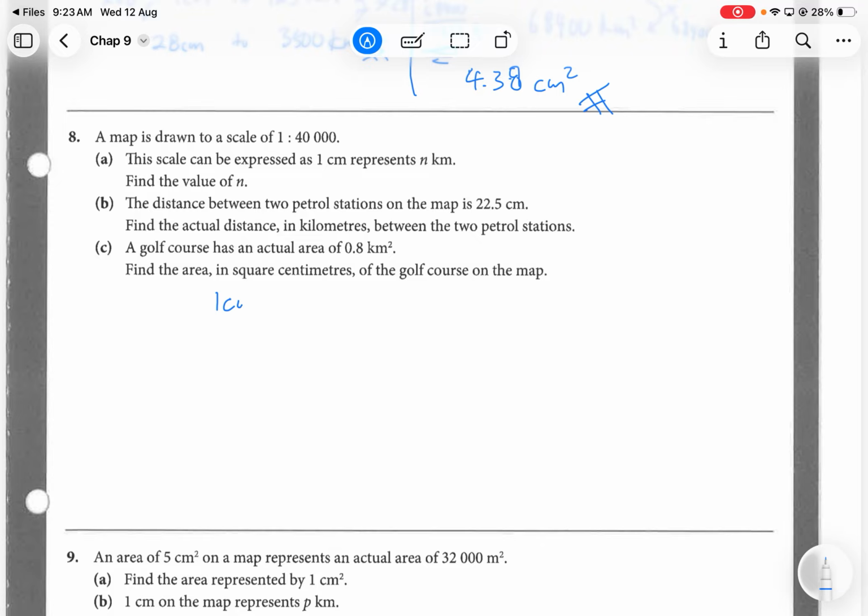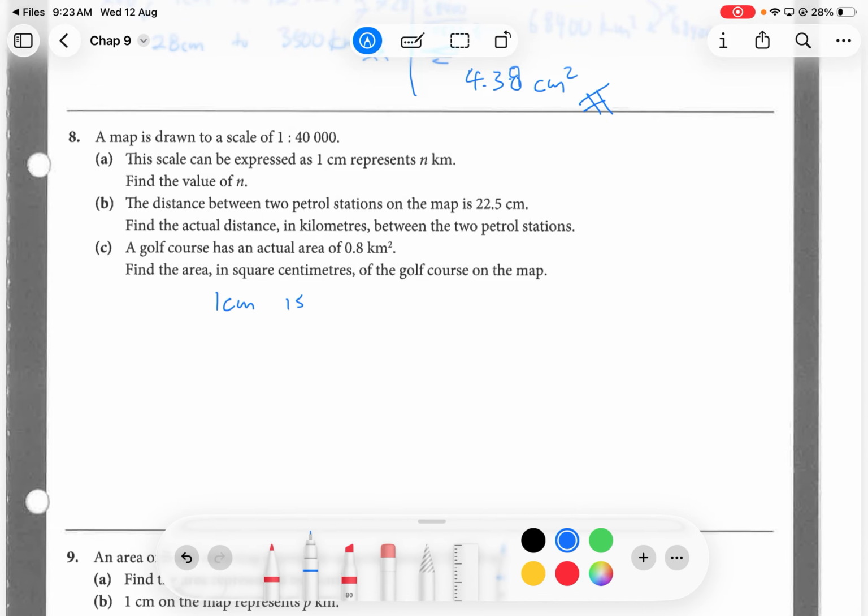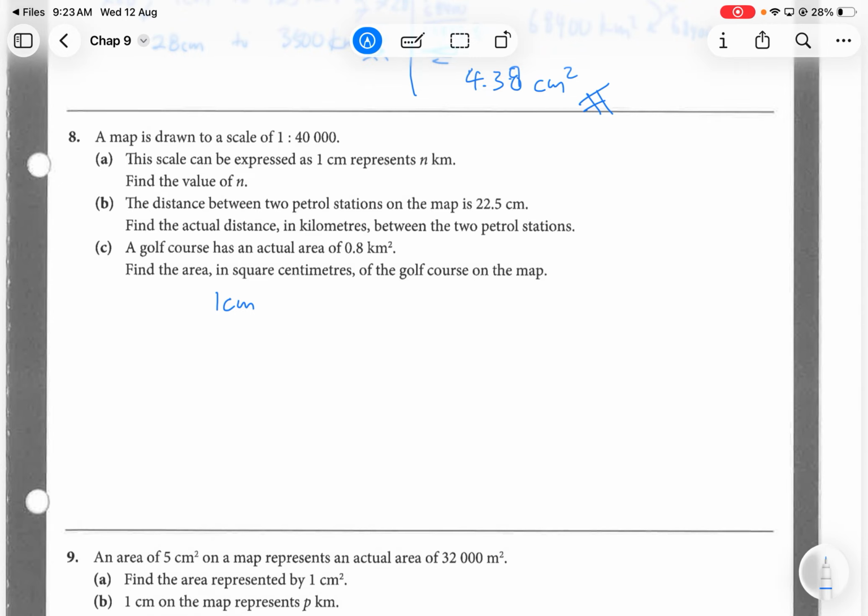1 cm is, or I use the wording that they use exactly. 1 cm represents 40,000 cm. That is what the ratio scale means. Okay? 1 to 40,000 means 1 cm represents 40,000 cm.